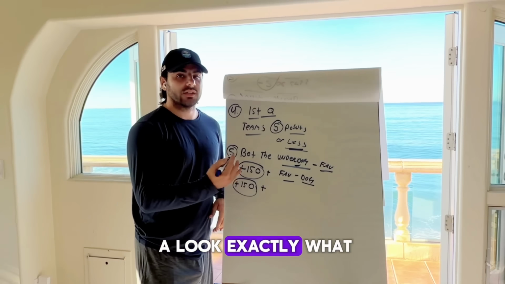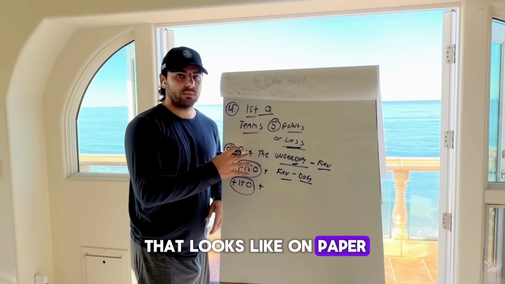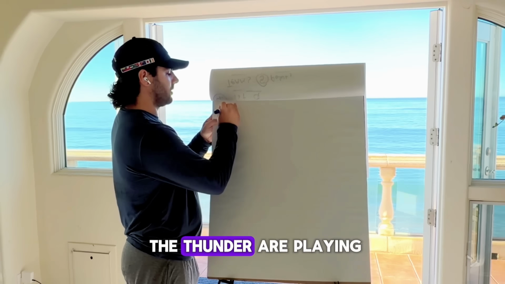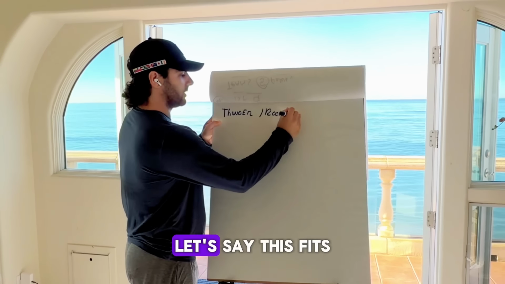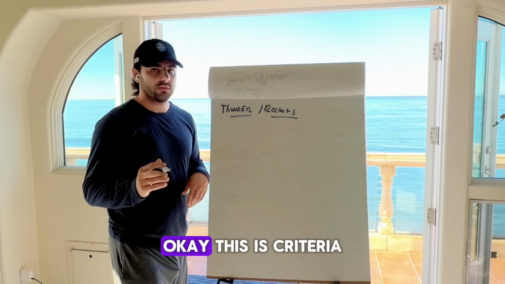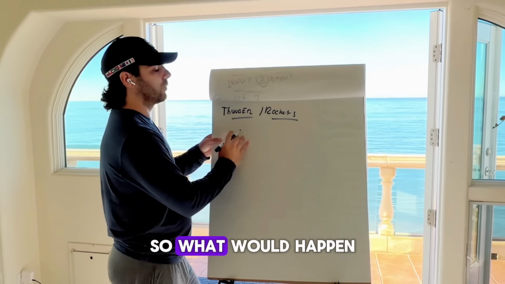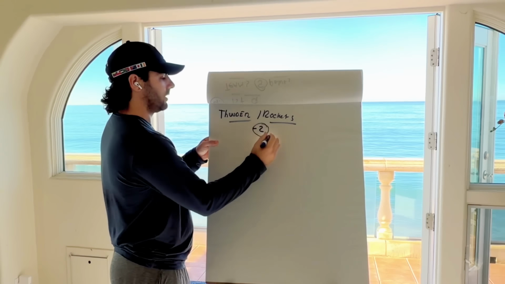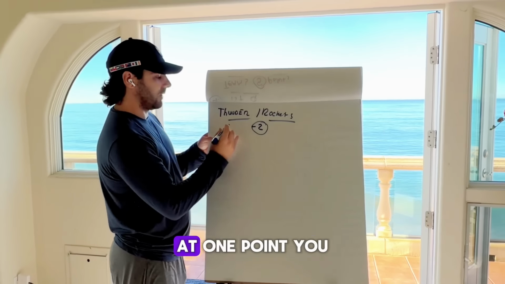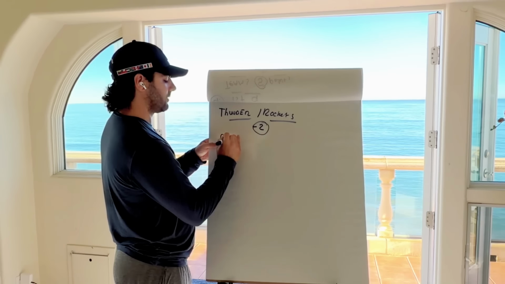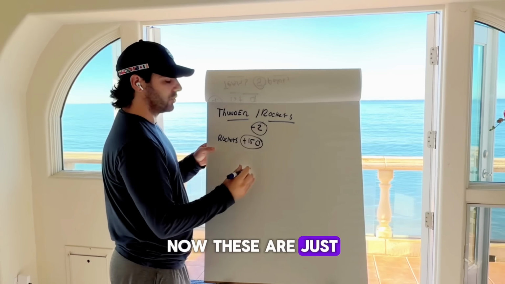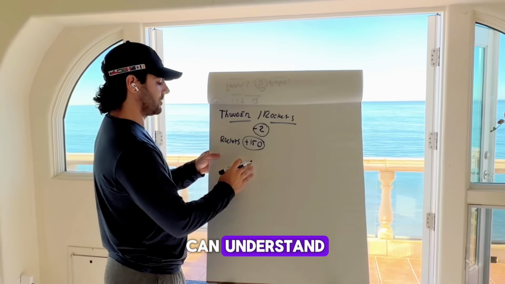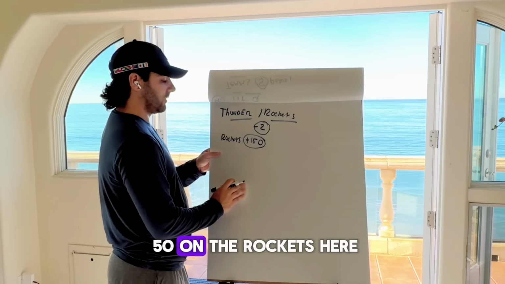So now let's take a look exactly what that looks like on paper of what you just did in a live bet. So let's say that the Thunder are playing the Rockets. Let's say this fits the criteria, okay? Fits the criteria of what we just went through. So what would happen in this game is, let's say the line was -2. At one point you would get the Rockets at plus 150. Now these are just using base numbers, all right? I'm just using even numbers here to make it simple so you guys can understand. So you get 150 on the Rockets here.